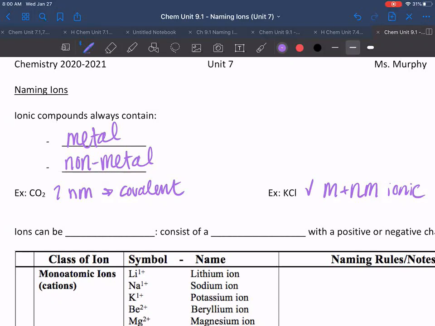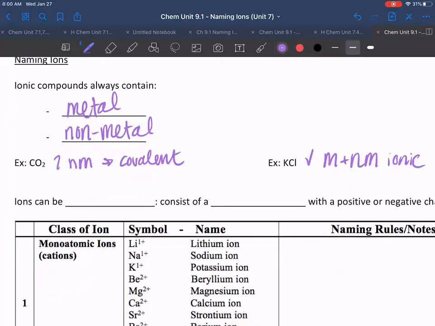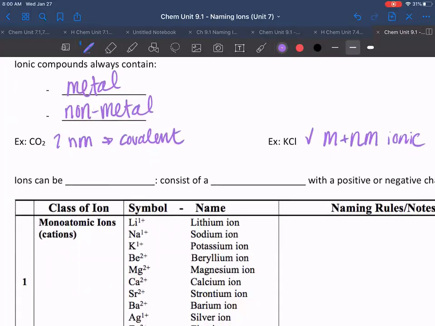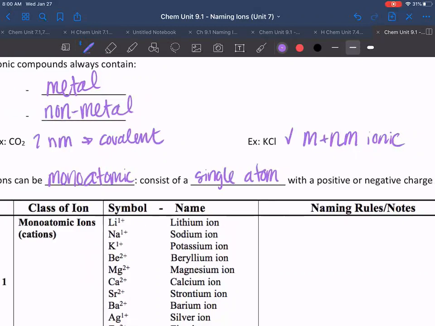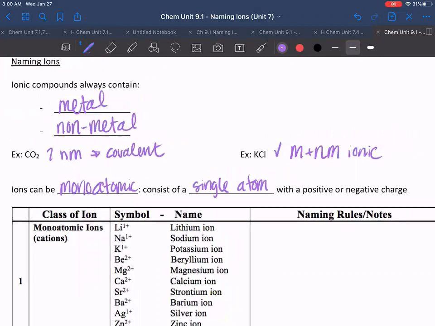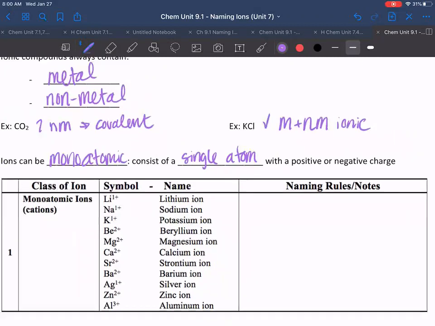And so what we're going to have is different classes, and I'm going to bring back some terms you guys have heard before. Ions can be monoatomic. And with some experiences with prefixes, what does mono mean? One, atomic, think of it as atom. So these are going to consist of a single atom. So we can have monoatomic ions, and if it's an ion, it's going to have a charge, and it can be positive or negative. So we're going to go through the cations first and talk about how we name them.